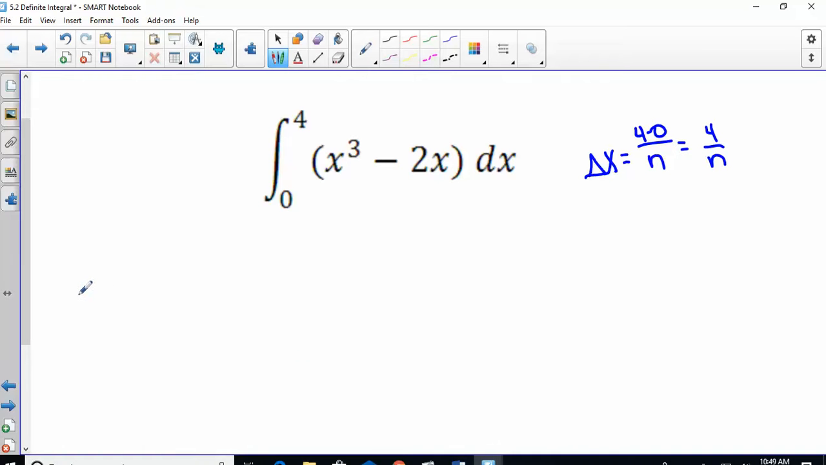So if I am looking at a limit here, my x sub i is just your starting point plus your change in x times i. Are you on the first rectangle, second rectangle, third rectangle? That's what the i represents. So in this case, it's just 4 over n times i for our change in x.